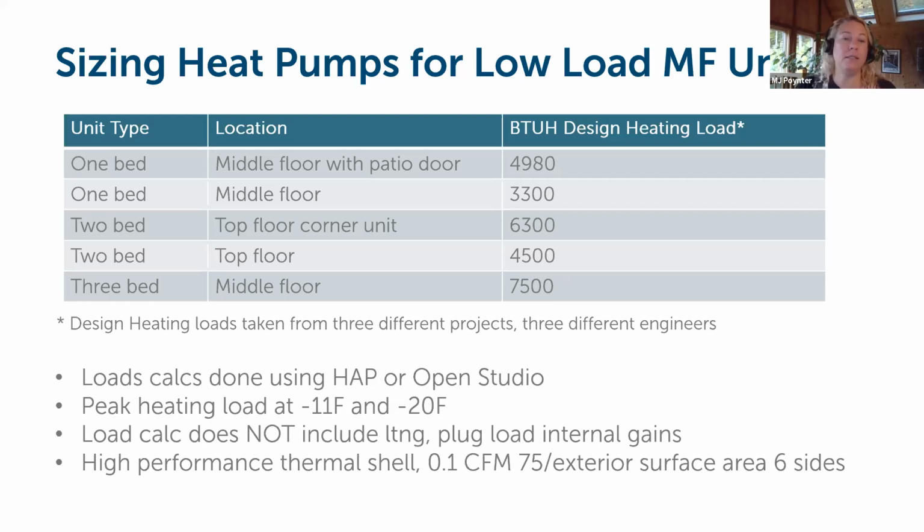And it definitely depends on where the units are inside the building, how much exterior surface area they have. So if you have a one bed middle floor with only one exterior wall, it's 3,300 BTUs at design, versus a top floor corner unit at 6,300. So it does make a difference where you are in the building.